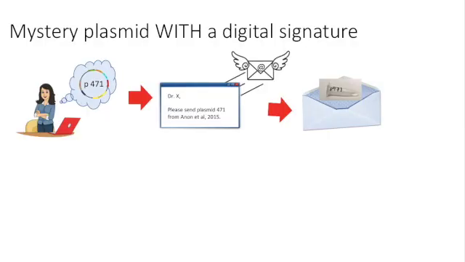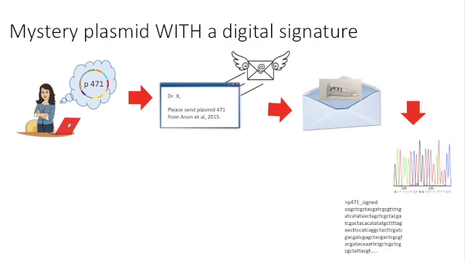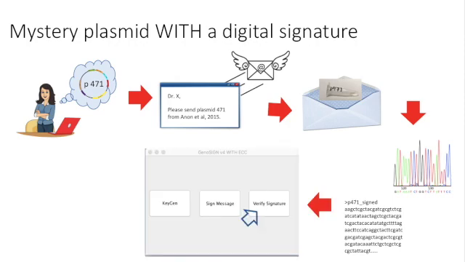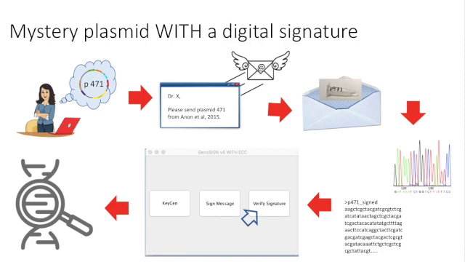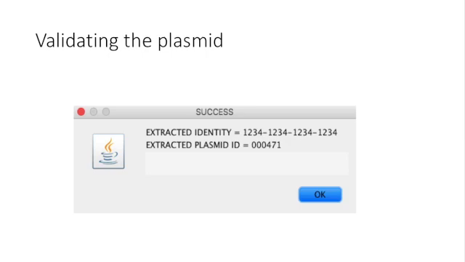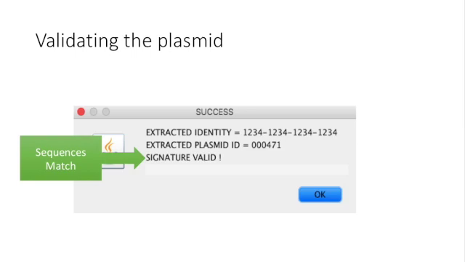Let's return for a moment to the hypothetical scenario I introduced at the beginning of the talk and discuss how it might be improved with the use of digital signatures. If the graduate student who made the plasmid was conscientious enough to sign it, the postdoc receiving the plasmid could have sequenced it and uploaded the FASTA file. The software would then search for the presence of a signature. If there's a signature present, the identity of the signer and the plasmid are extracted. If the sequence that was uploaded matches the original sequence of the signed plasmid exactly, the signature is valid.